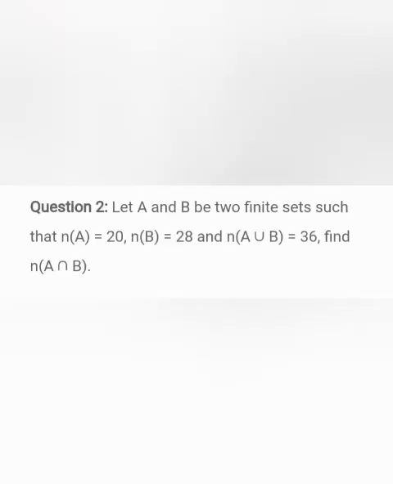The next question: let A and B be two finite sets such that number of elements in A is 20, B is 28, A union B is 36. You have to find how many elements are there in A intersection B. There is a formula for this. Number of elements in A union B is equal to number of elements in A plus number of elements in B minus number of elements in A intersection B.